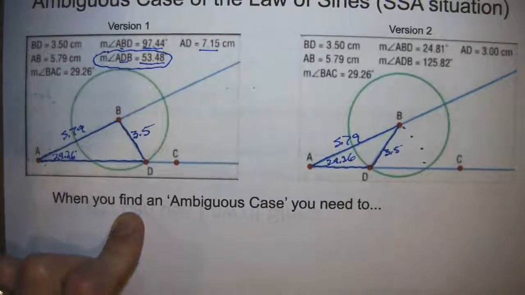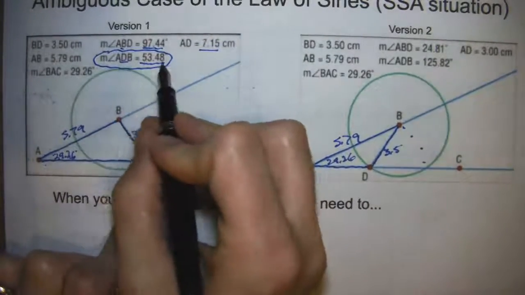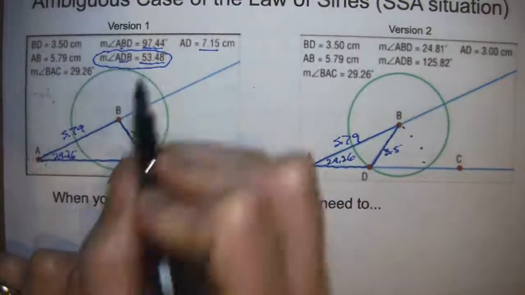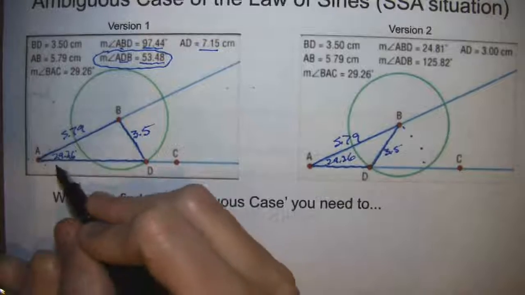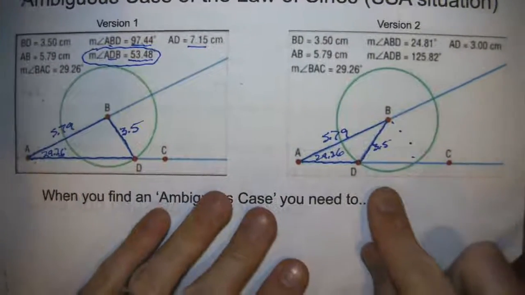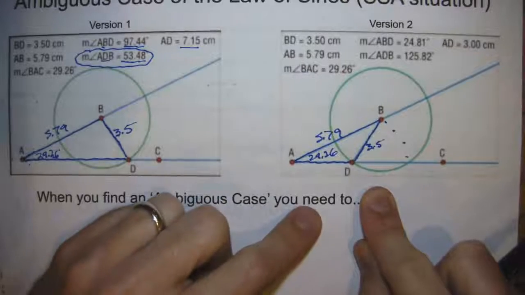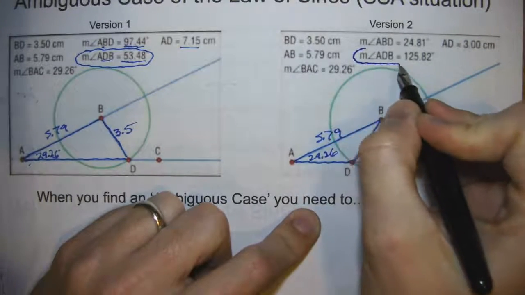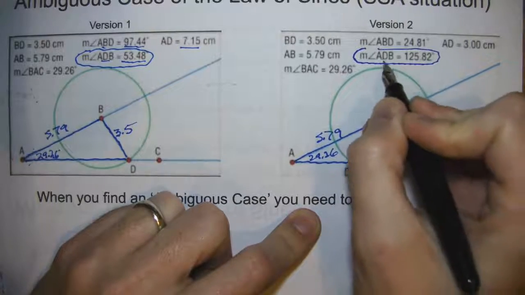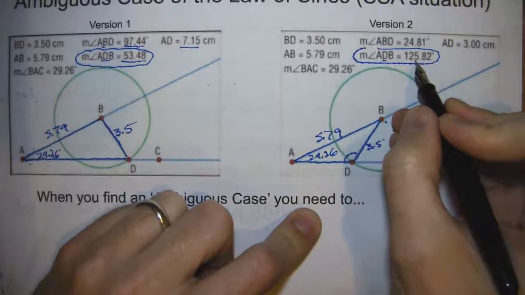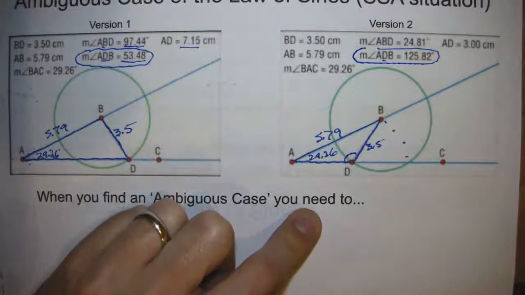Your calculator, if we worked this out, would get you roughly 53 degrees, almost 53 and a half. That's what it would produce. However, notice we said there is a second version of the triangle that could work. In that version, angle ADB, in other words, angle D, could also be 125.82 degrees.